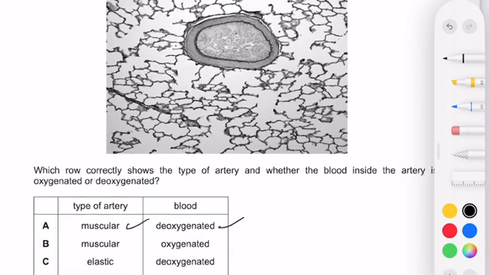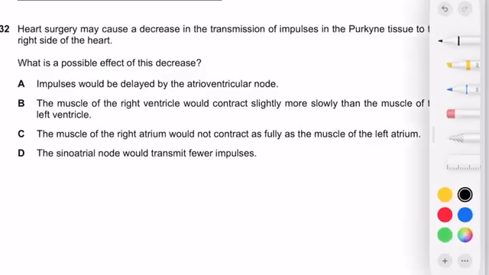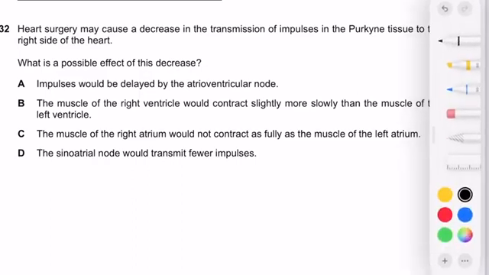So that's basically A. Heart surgery may cause a disease and a disruption of the transmission of impulses in the Purkinje tissue to the right side of the heart. So what is a possible effect of this disease?